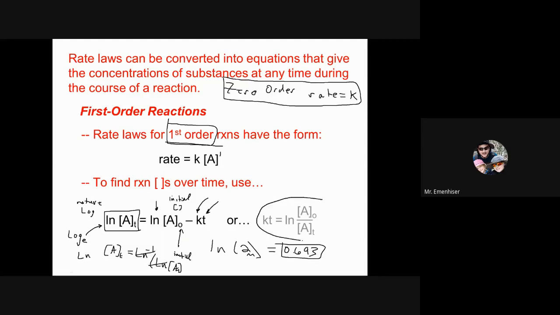Okay, and this is another form of it. kt, the rate constant times the time that we're looking at, is equal to the natural log of the initial concentration divided by the concentration that we're solving for. So this is going to be the concentration at time t. Whatever time we say we wanted to look at, say 5 minutes, then this would be the concentration at 5 minutes. So this would be the concentration at time t, whatever that time may be.